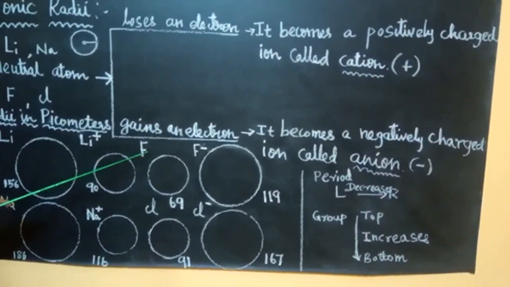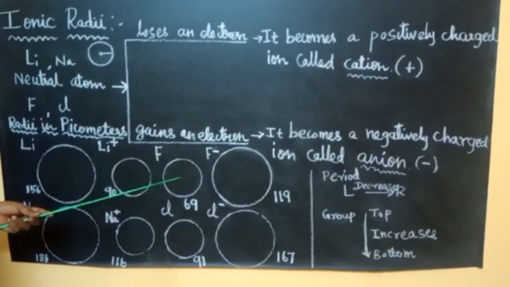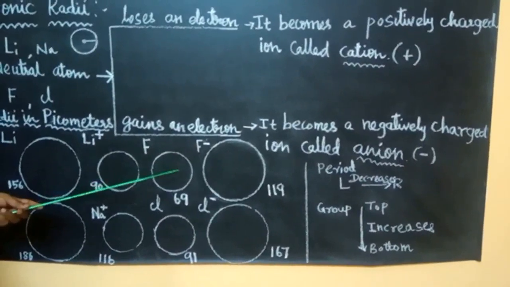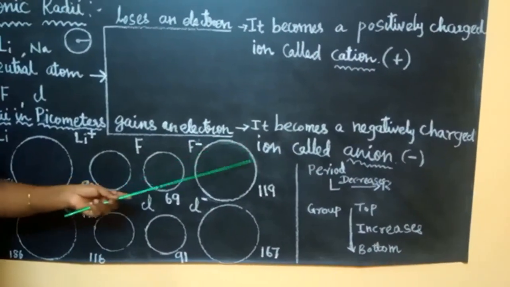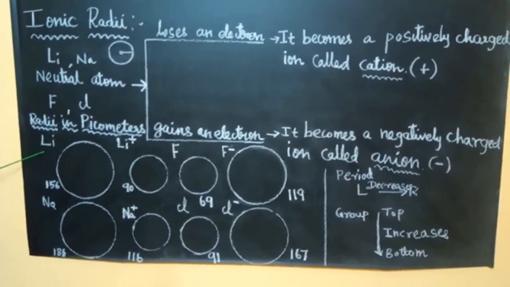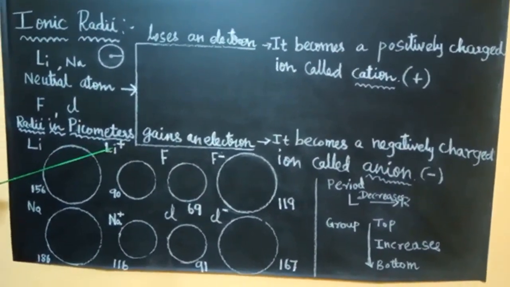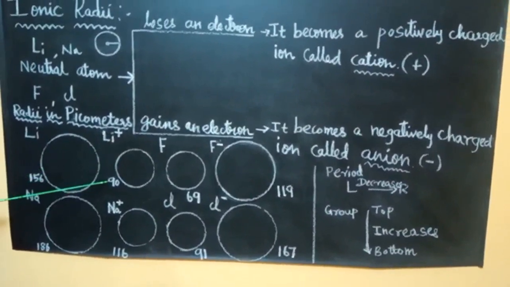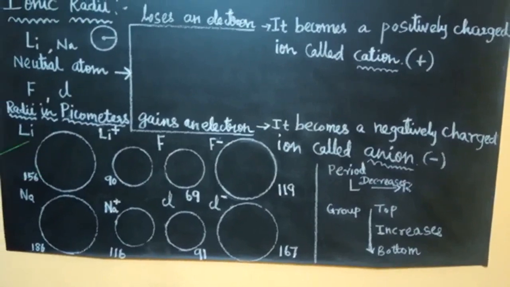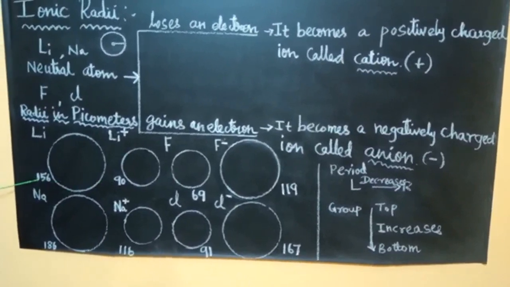So in this case, when electrons are added, the charge on the nucleus is not great enough to hold the electrons as closely as in its neutral atom, because they are loosely bound. Now we will see radii in picometers. For the first one, lithium, Li is having 156. Li plus is having 90. You can see the size of this cation is smaller than lithium. So the ionic radius here, 90, is smaller than 156.